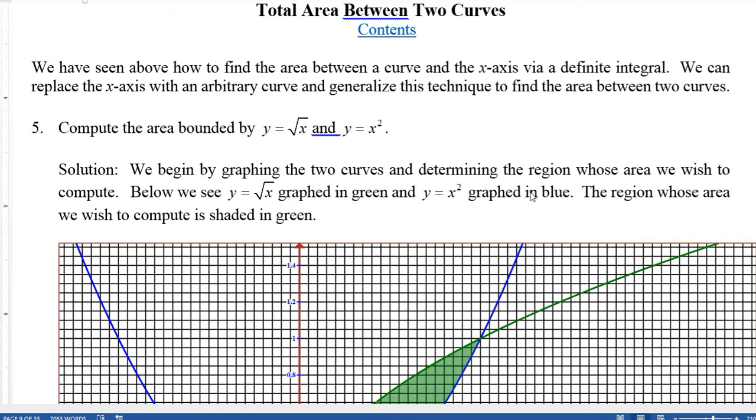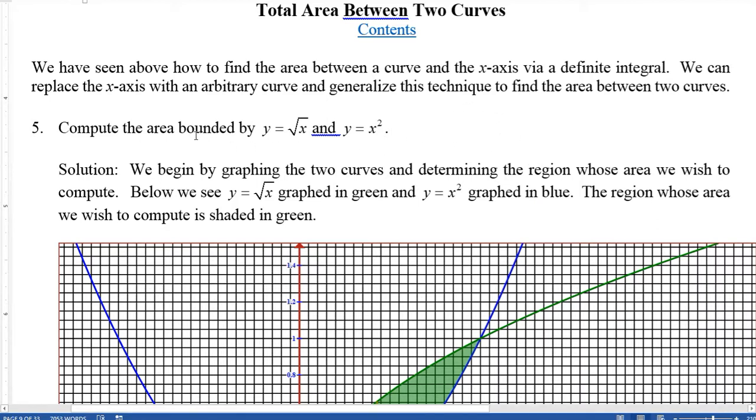In this video, we're going to talk about how we can use integration to find the total area between two curves. So we've seen how we can find the area between a curve and the x-axis, and how that actually led us to how we define a definite integral. But what if we replace the x-axis, which is a horizontal line, with some arbitrary curve on the bottom and find the area between two curves?